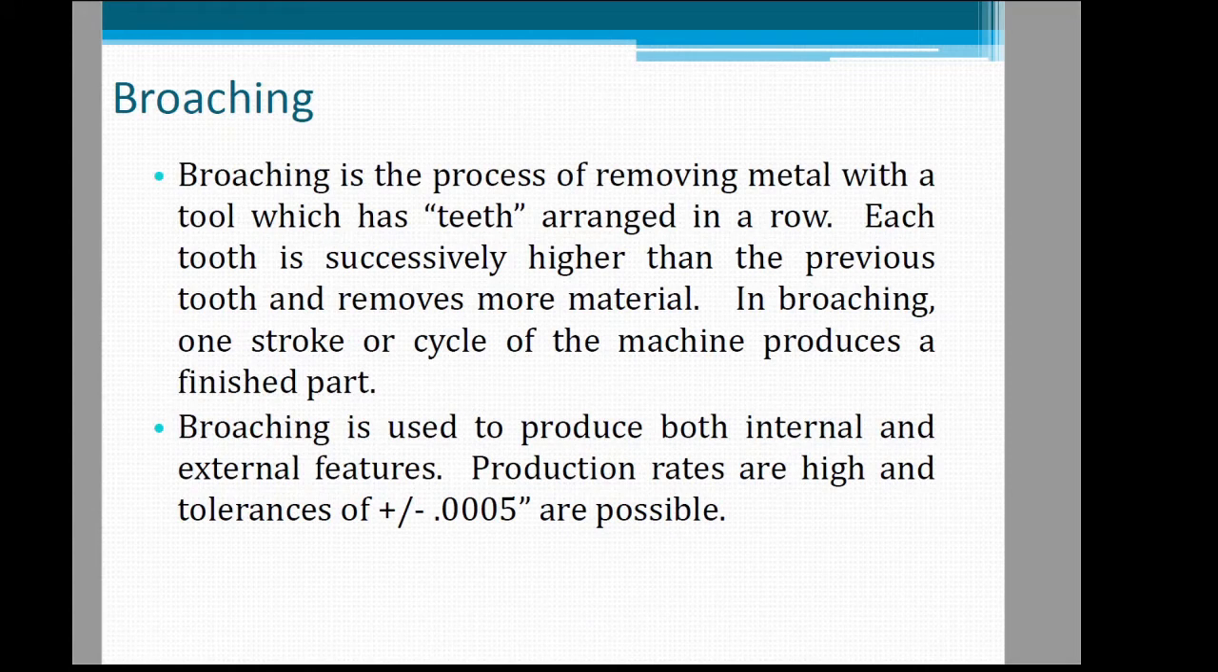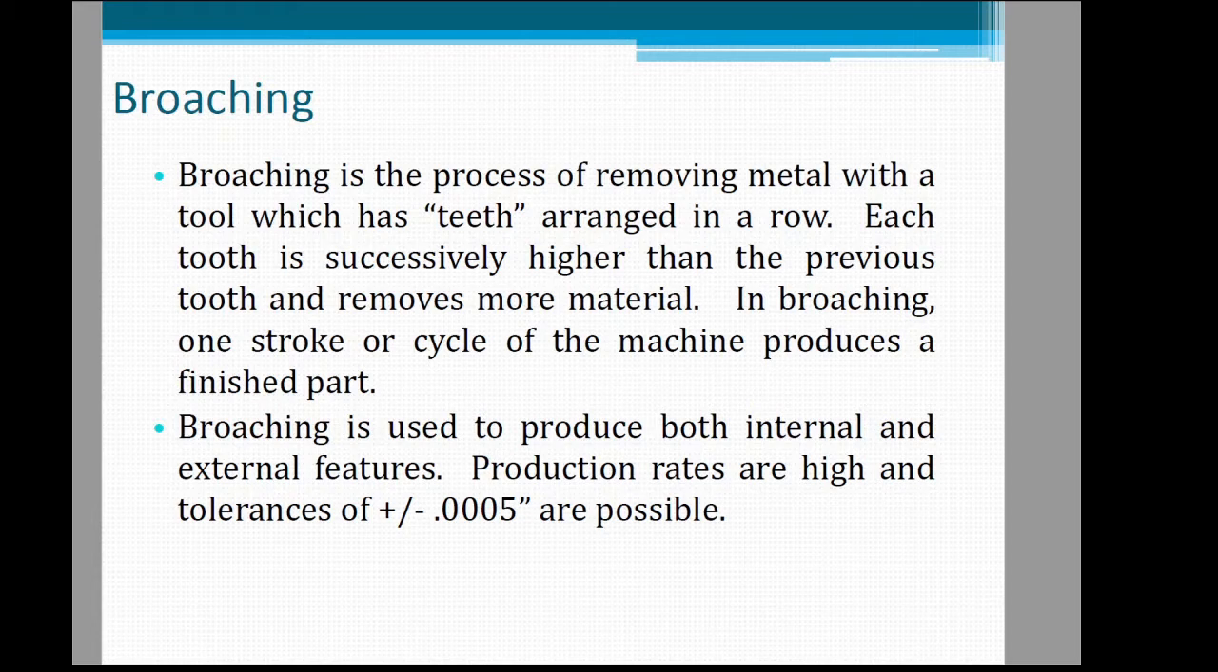What is broaching? It is a metal removal process or a machining process using a specialized tool called a broach. In a broaching tool, the teeth are arranged in successive rows. The position of the tooth in the successive row is higher than the tooth present in the previous row. Therefore, the teeth on successive rows provide more depth of cut.